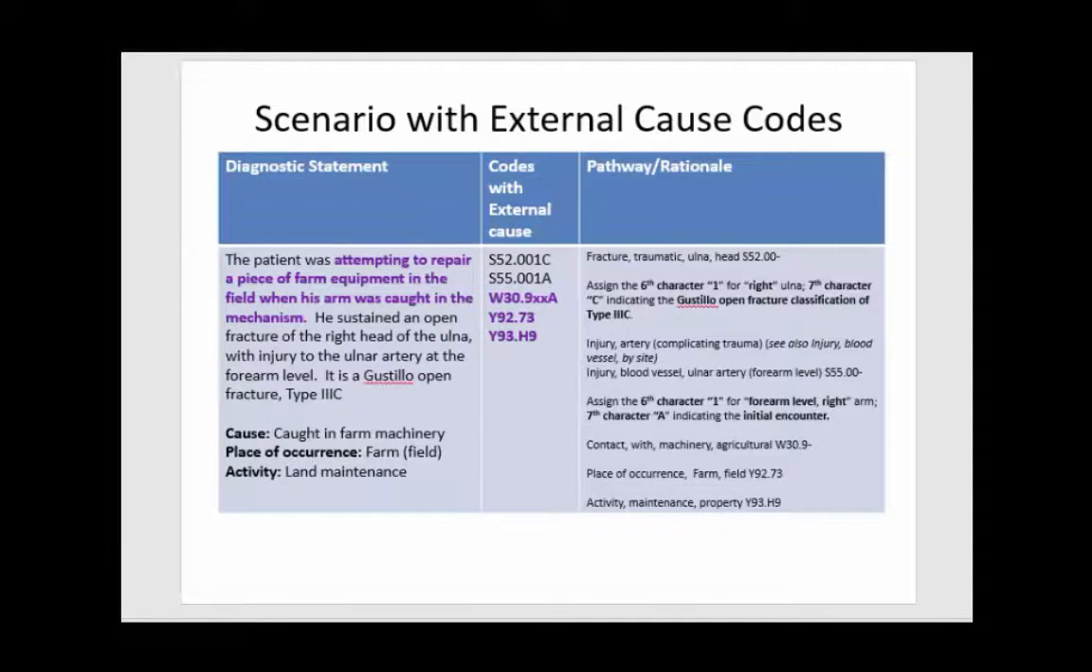And here we have the same diagnostic statement, but we have added our external cause codes, caught in farm machinery, occurring in the field, and activity I put land maintenance. I couldn't find farming, which surprised me. So I went this route, but it may be that the next 2017 codes are going to have more options for us. But this is what I chose.